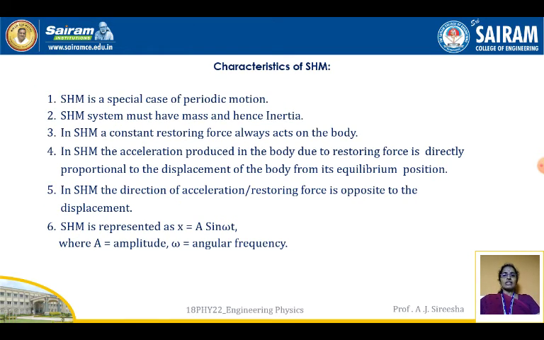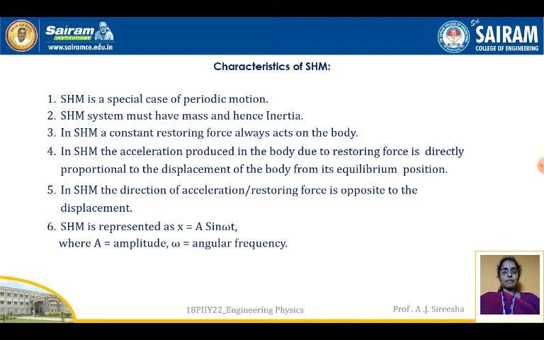Next we go with the characteristics of simple harmonic motion. Simple harmonic motion is a special case of periodic motion. A simple harmonic motion system must have a mass and hence inertia. In simple harmonic motion, a restoring force always acts on a body. The acceleration produced in a body due to the restoring force is directly proportional to the displacement of the body from the equilibrium position. The direction of acceleration or the restoring force is opposite to the displacement.